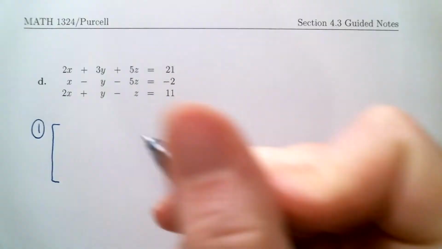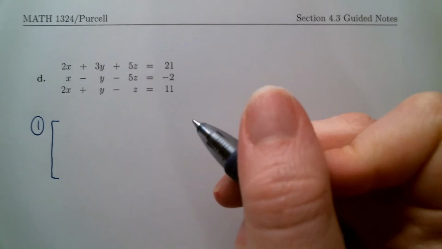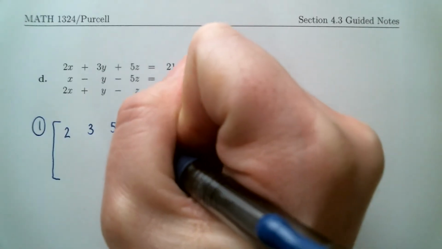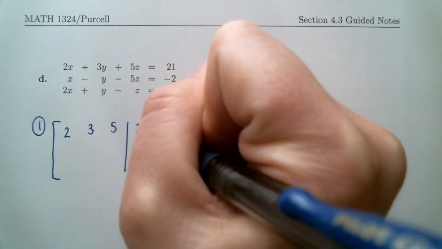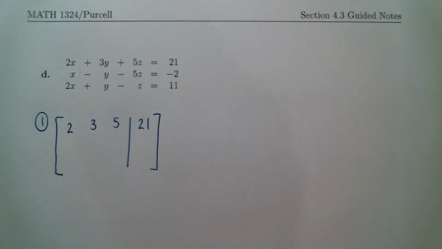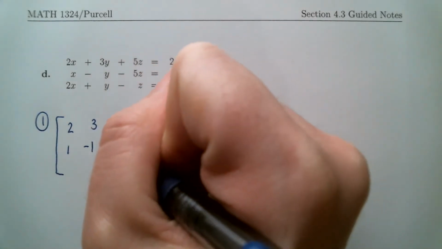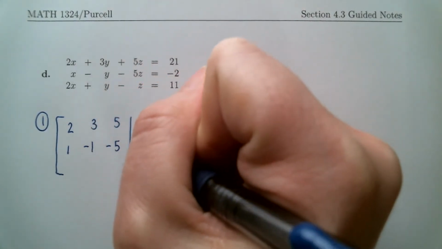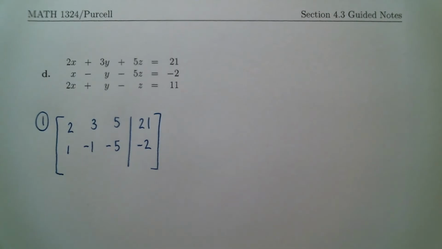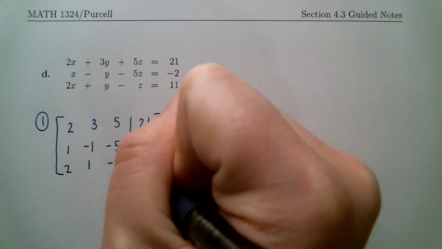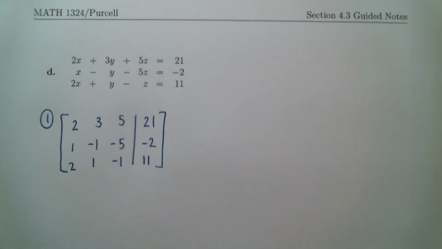The first equation will correspond to the first row of the matrix. There is a 2 in front of x, 3 in front of y, 5 in front of z, 21 on the other side. There is a 1 in front of x, -1 in front of y, -5 in front of z, -2 on the other side for the second equation. And then the last equation, there's a 2 in front of x, 1 in front of y, -1 in front of z, 11 on the other side.